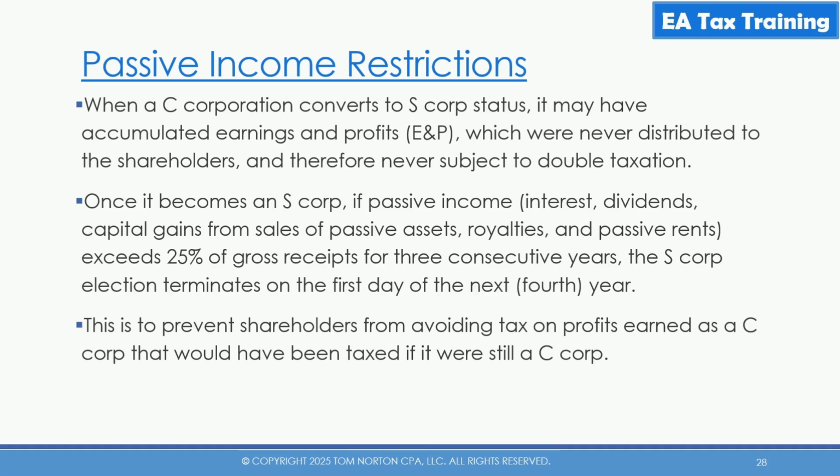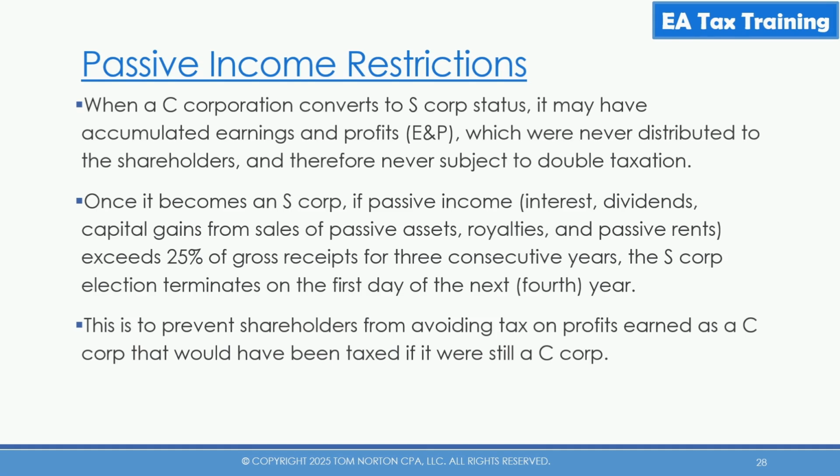Passive income restrictions. When a C corporation converts to S corp status, it may have accumulated earnings and profits which were never distributed to the shareholders. Remember, we talked about E&P in the previous video. Since that E&P was never distributed, it was never subject to double taxation. Well, once it becomes an S corporation, if passive income, so interest, dividends, capital gains, sales of passive activities, royalties, passive rents, if that type of income exceeds 25% of the total gross receipts of the corporation for 3 consecutive years, then the S Corp election terminates on the first day of the 4th year.